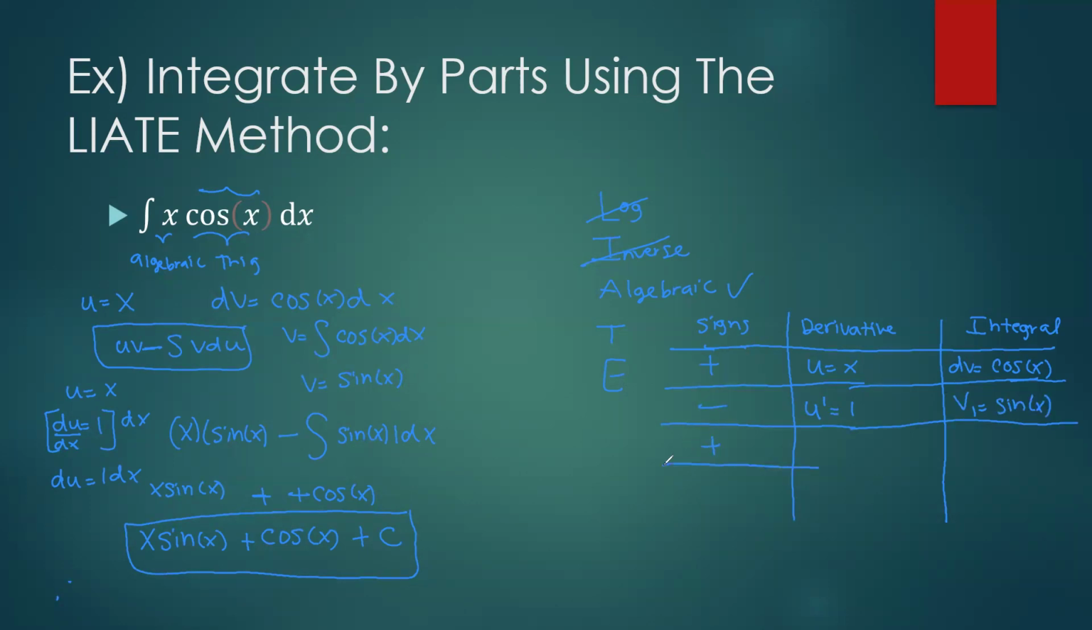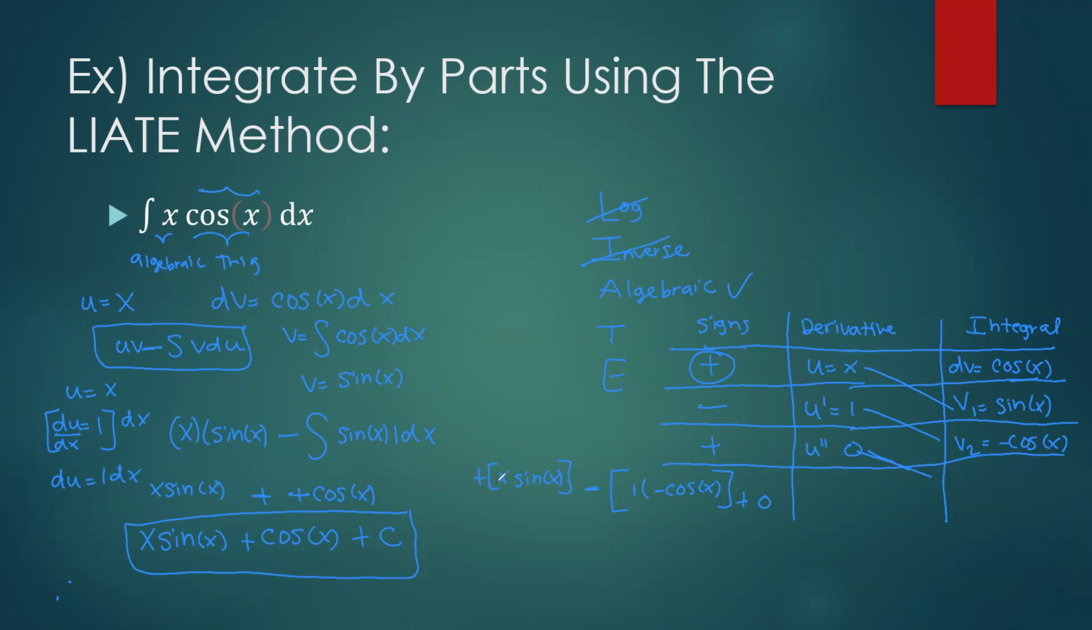Then continue with positive. u double prime is 0, and v2, the integration of sin x, is negative cosine x. I don't have to go any further because if you multiply 0 by the next term, v3, it doesn't matter, since 0 times anything is 0. Now we finish the table. Our first sign is positive, and then you go diagonally. You multiply u by v1, so that's plus x times sin x. Then minus, and you multiply u prime by v2, so 1 times negative cosine x. Then plus 0 times the rest, which is just 0.